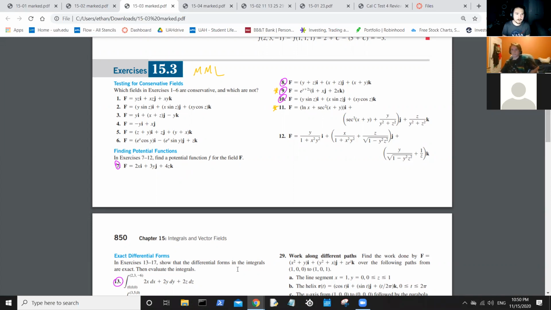Let's just arbitrarily pick 9. F is equal to (e^y + 2z) i + x e^y j + 2x k. All right, I don't remember these too well. I think I remember it from the homework a little bit. So let's see, isn't the first step to distribute? I just make educated guesses and they usually turn out right.